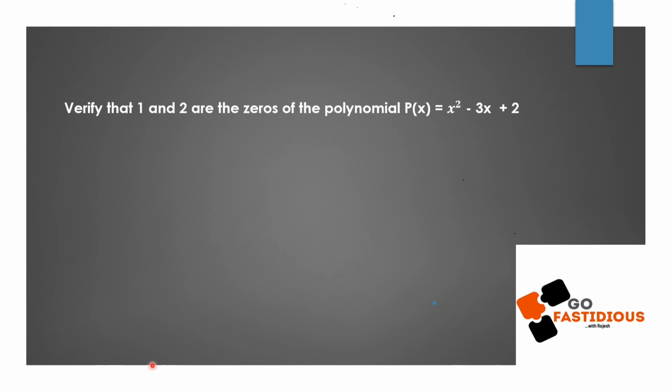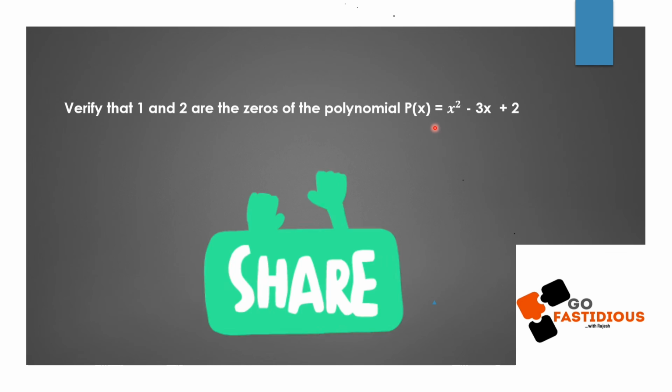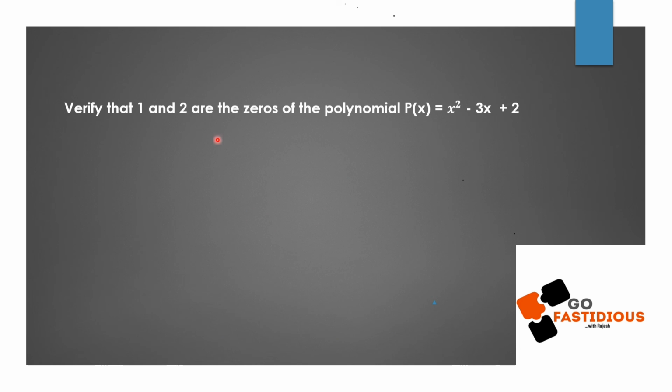Now let us take one more type of question where we need to verify that 1 and 2 are the zeros of the polynomial p(x) is equal to x square minus 3x plus 2. So we have to check whether 1 and 2 are the zeros of the polynomial. So it is only possible when I will put 1 and 2 in place of x in the given polynomial, and it will give us 0. So first we will check with 1 and then we will check with 2.